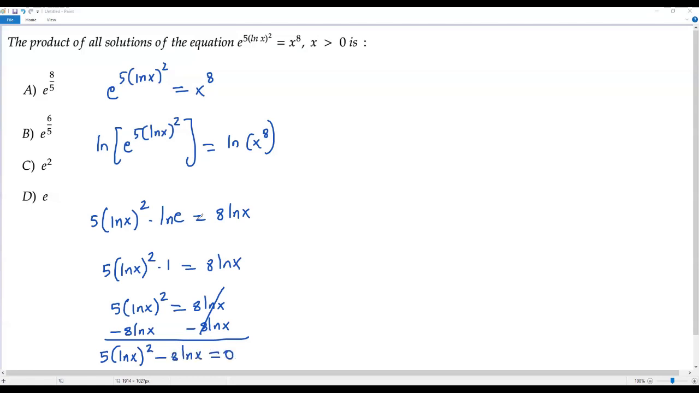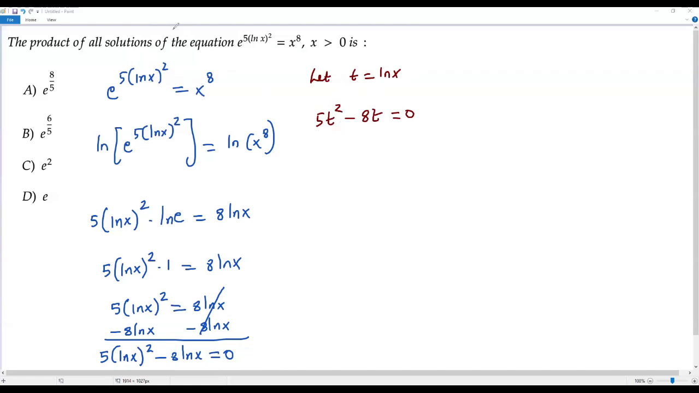Okay, to make the solving process easier, I'm going to assign a new variable for ln x, because here we find ln x, and here we find ln x. Let t equal ln x. Then this equation will become 5t squared minus 8t equals 0. I just plugged in t for the ln x over here and over here. Since this ln x has exponent 2, we get 5t squared.